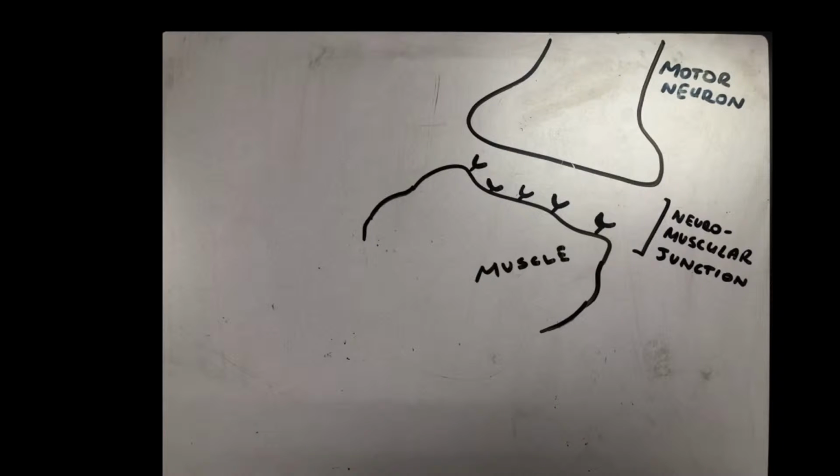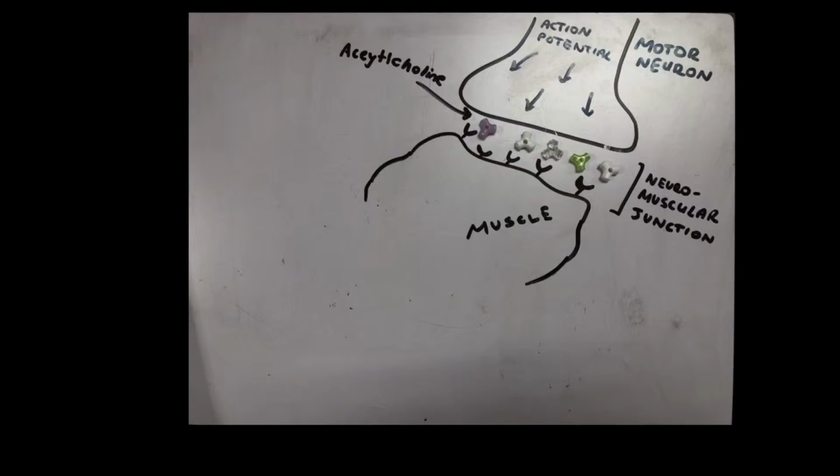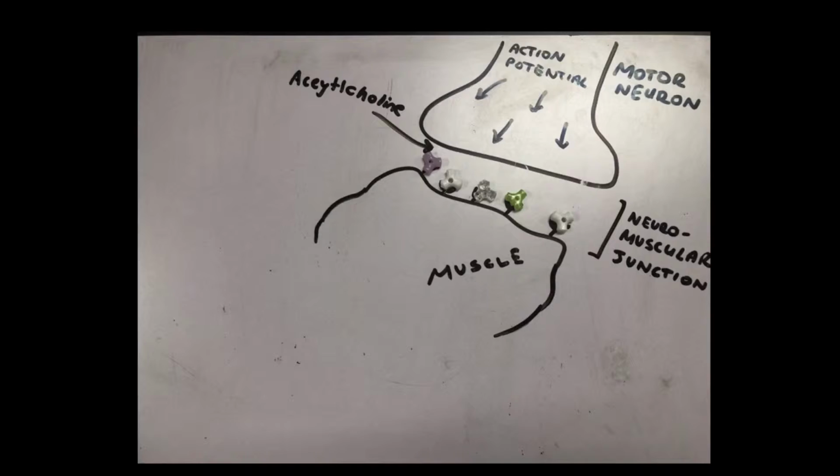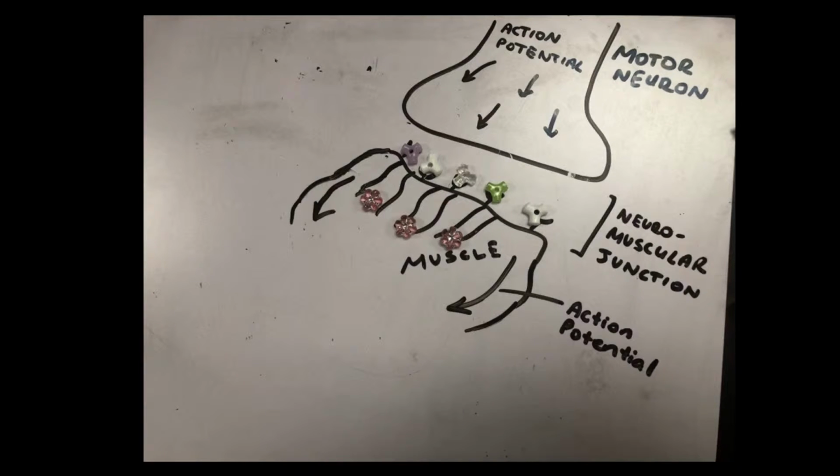A motor neuron meets a muscle fiber at the neuromuscular junction. The action potential travels to the end of the presynaptic motor neuron. This then causes the release of the acetylcholine neurotransmitter into the synaptic cleft, where the neurotransmitter binds to acetylcholine receptors on the muscle fiber. This then opens sodium channels to depolarize the muscle fiber, resulting in an action potential being generated. This action potential is propagated along the sarcolemma.